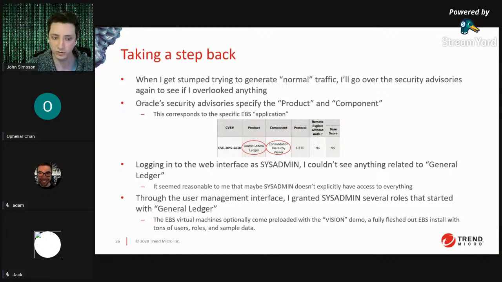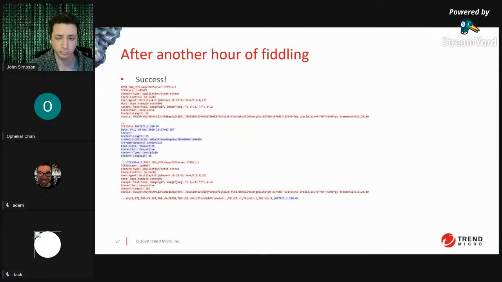The EBS virtual machines do come preloaded with this Vision demo, which is essentially a fully fleshed out e-business suite install, with tons of users, roles, and sample data. So all this stuff is pre-configured in a way for me. I didn't have to do any really intense customization and configuration, which was actually a big help. After another hour of fiddling or so, hey, look, we got traffic.